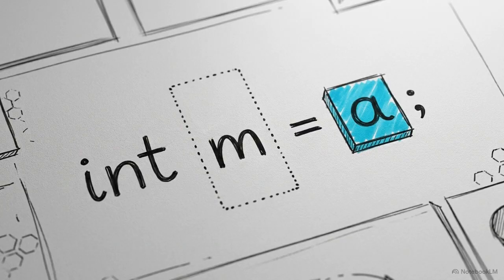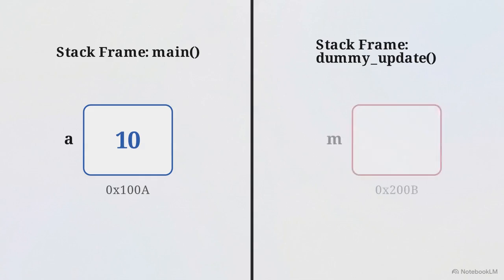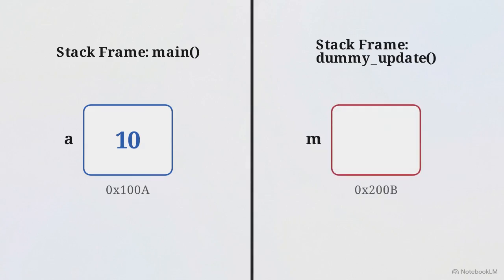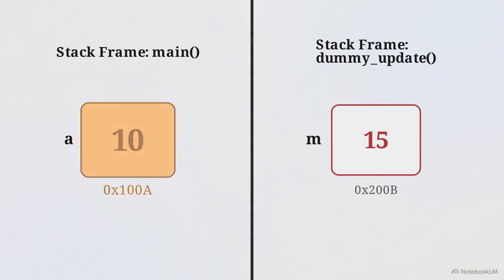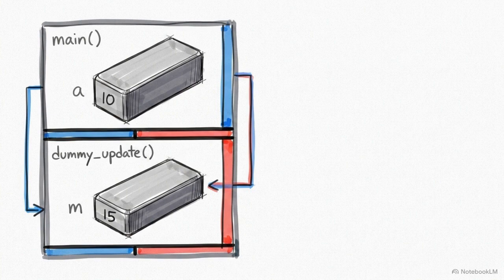Let's begin with our first variable, a, passed by value into the local parameter m. The compiler allocates a completely separate memory block on the right side of the stack, generating a new hex address. The original integer 10 is physically copied across the boundary and dropped into m. When the operation runs, m successfully increases to 15. Notice our original variable a. It remains completely untouched at 10. The addition only occurred within the sealed local scope of the duplicate.